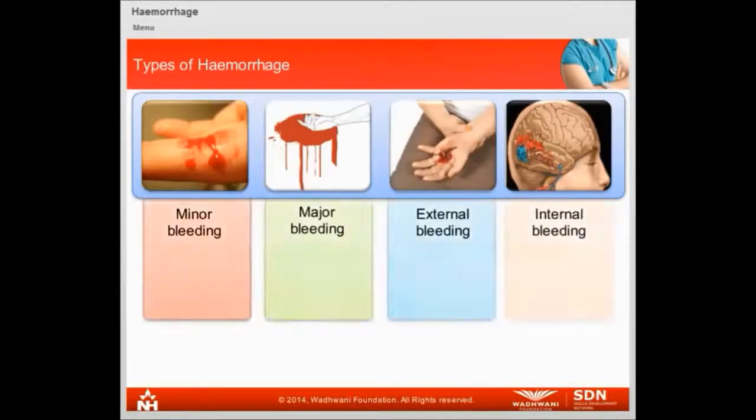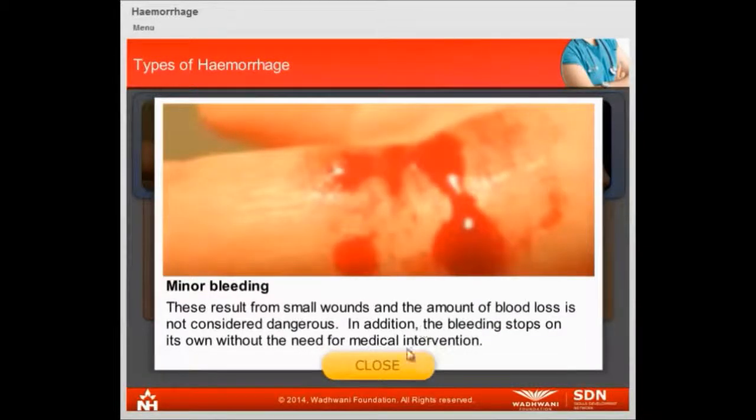Now let's find out the different types of hemorrhage. Click on each image to know more. Minor bleeding. These result from small wounds and the amount of blood loss is not considered dangerous. In addition, the bleeding stops on its own without the need for medical intervention.